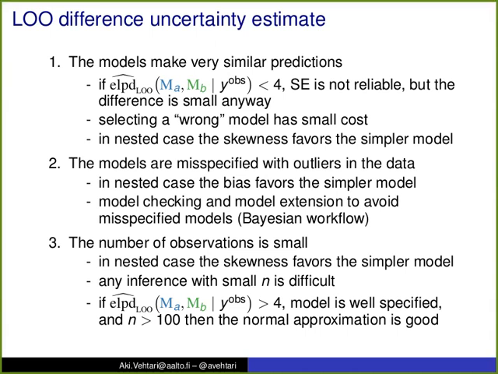And then what does small mean? If these models are well specified, so that we already checked that there are no very strong outliers, if the difference is not very small, so the difference is larger than 4, and if the number of observations is larger than, let's say, 100, then the normal approximation is good.